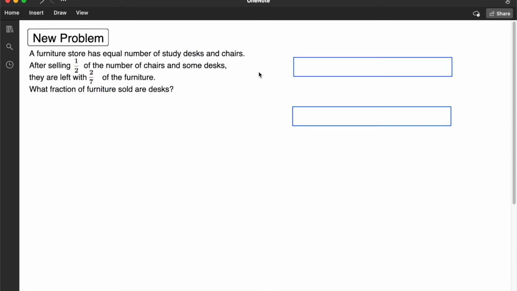So let's draw our model. The first one will be the chairs, and the second the desks. We are told that after selling some chairs, half of the chairs, and some desks, they are left with 2/7 of the furniture. So 2/7 is what is left.